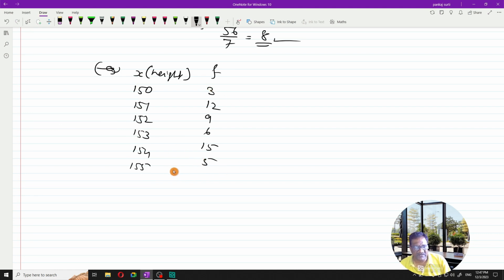If you want to find out the mean of such data, first you will have to make a new column of f into x. So 150 into 3 will be 450. Then 151 into 12 will be 1812. Then 152 into 9 will be 1368. Then 153 into 6 will be 918. Then 154 into 15 should be 2310, and 155 into 5 should be 775. So these are the values of f times x.